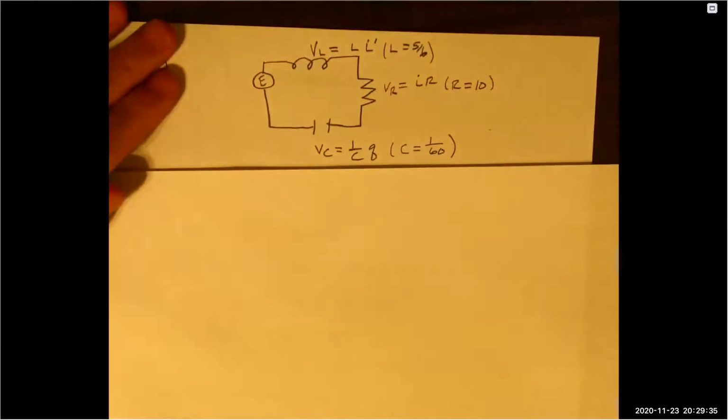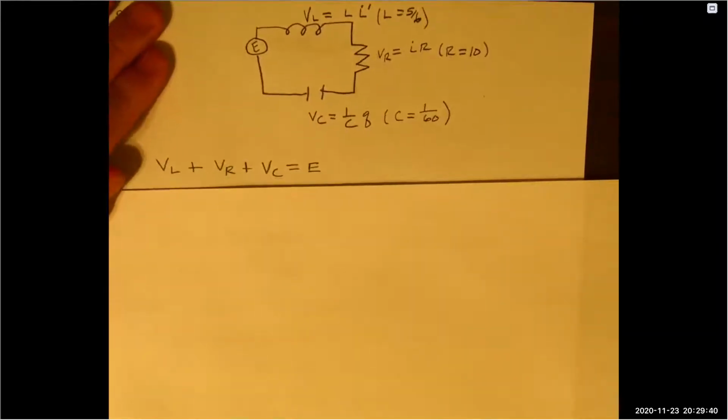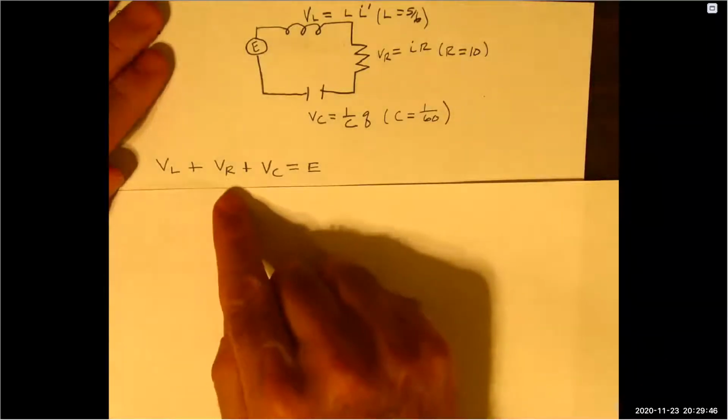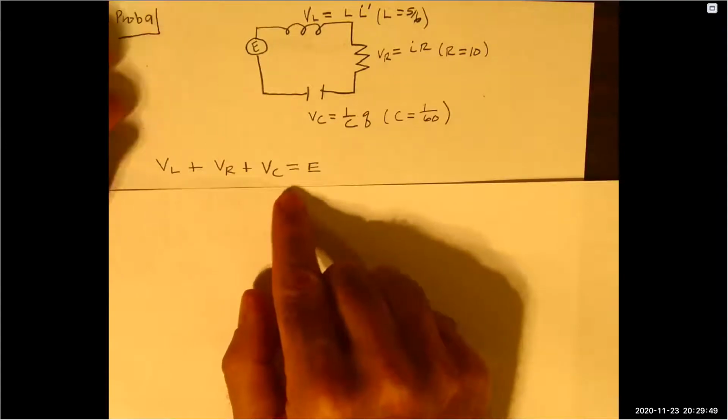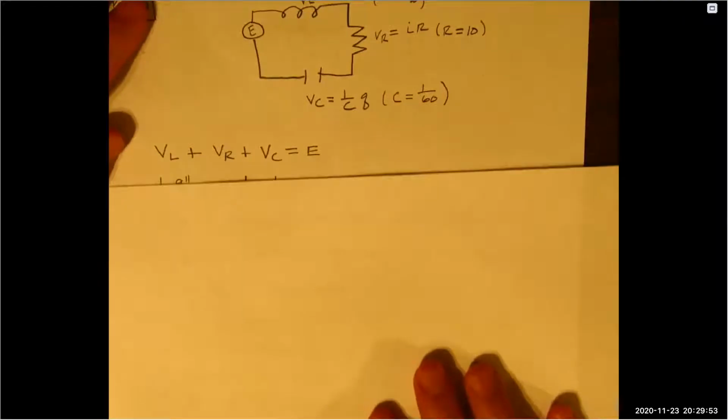So by Kirchhoff's law, we know that the impressed voltage is going to be equal to the sum of the voltage drops in the LRC series circuit. So we have V sub L plus V sub R plus V sub C is equal to E.